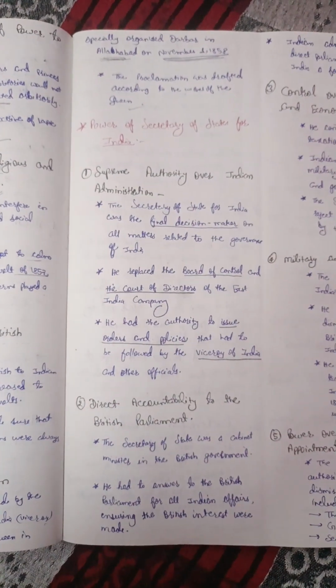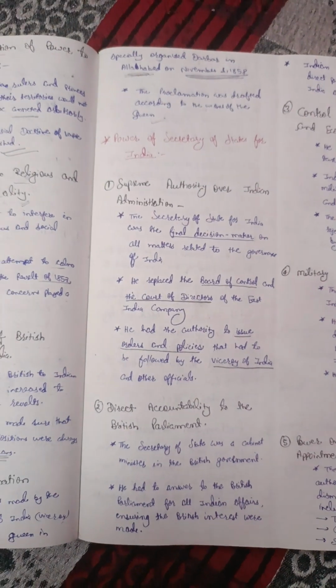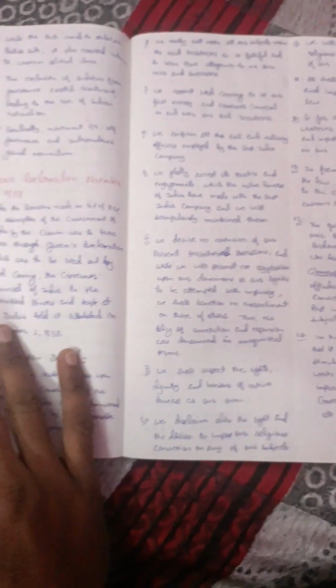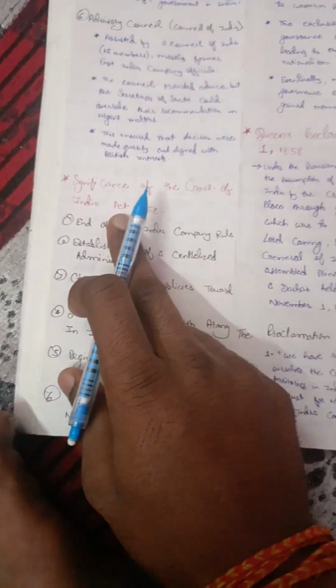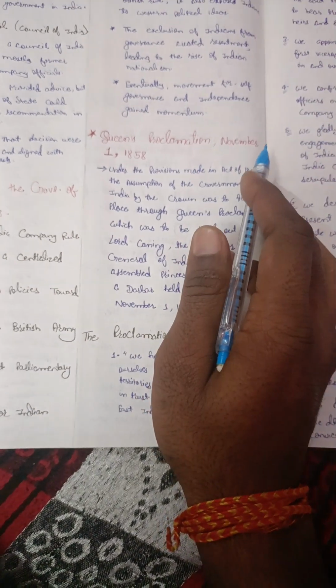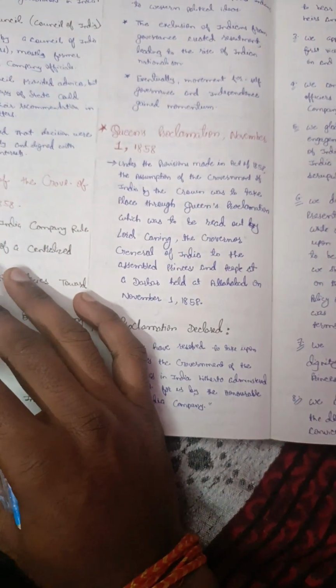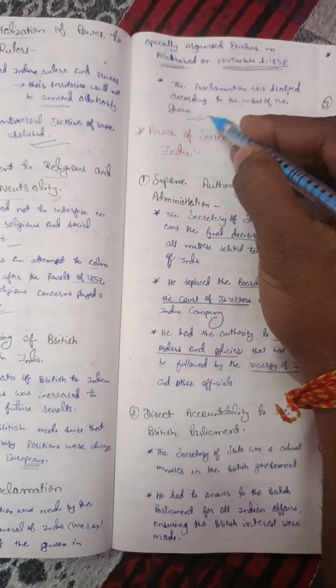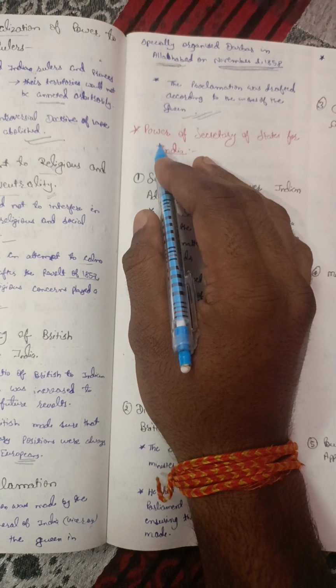So for now, let's stop here, and in the next video we will start with the powers of the Secretary of State, and we'll also cover the significance of the Government of India Act 1858, and we will read the Queen's proclamation in detail. So for now, let's stop here, and our topic has stopped here, and thank you.